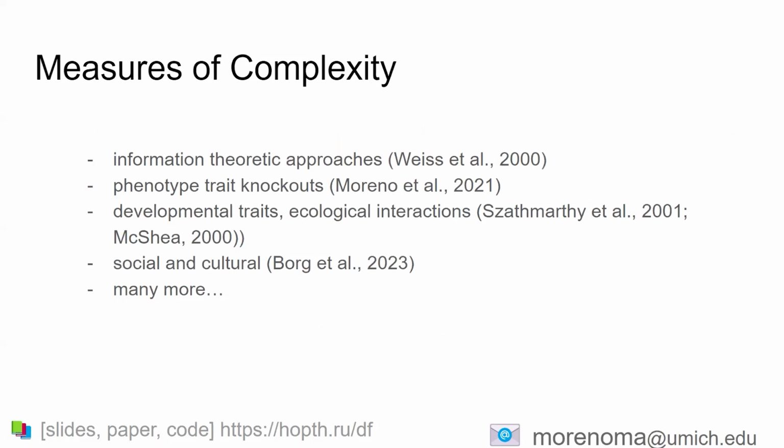There's a lot of different complementary approaches that have been used to try to understand complexity, including phenotype-based approaches where you remove phenotypic traits and see what's adaptive, looking at particular biological processes like development and ecology, as well as looking at phenomena outside of evolved genotypes like cultural and social transmission.